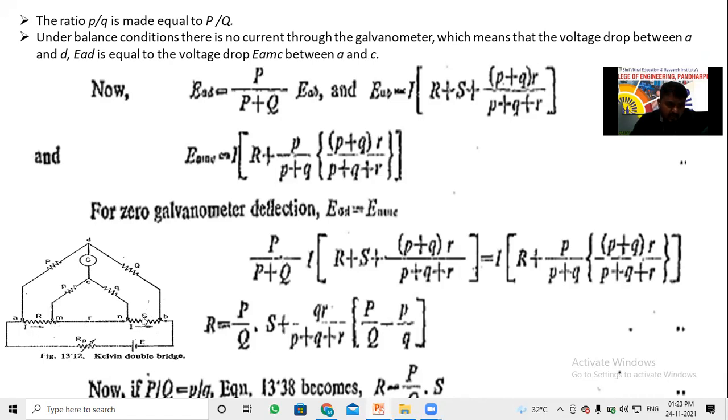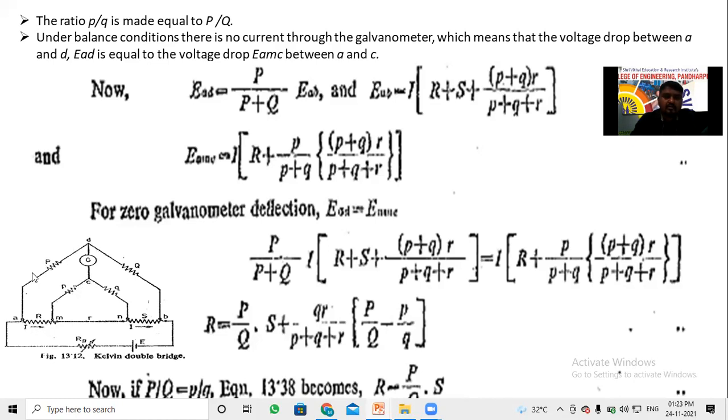A and C, where is C here? This one here. So voltage drop across this one equals voltage drop across this one. If that is there, we can say that the bridge is balanced here. So based on that, we have to derive the equation. So the EAD, this is nothing but EAD only. EAD equal to EAC, both I told are equal only.